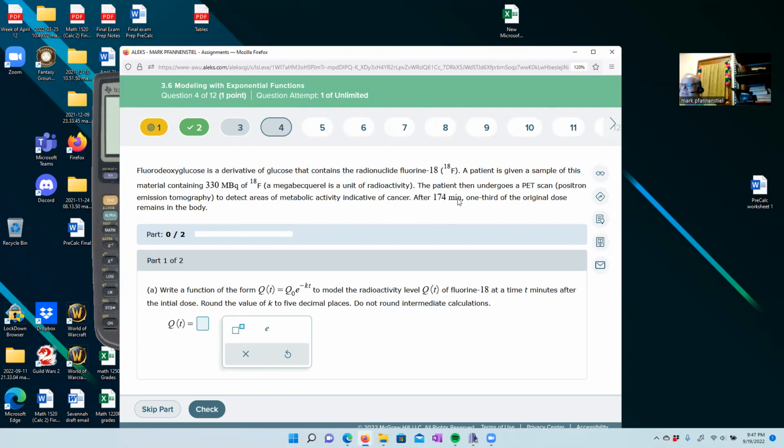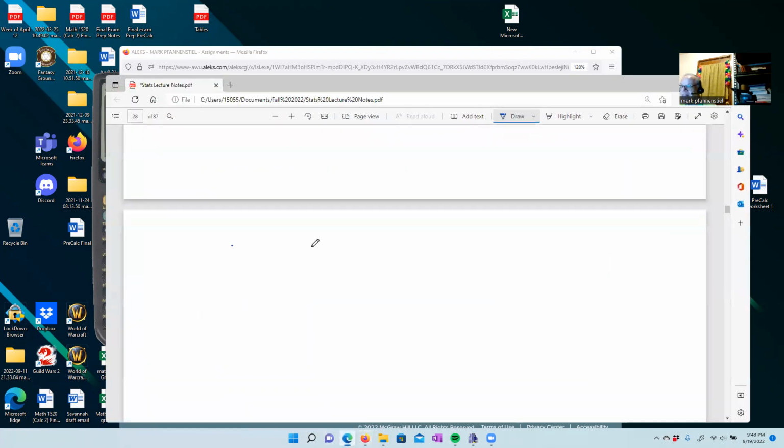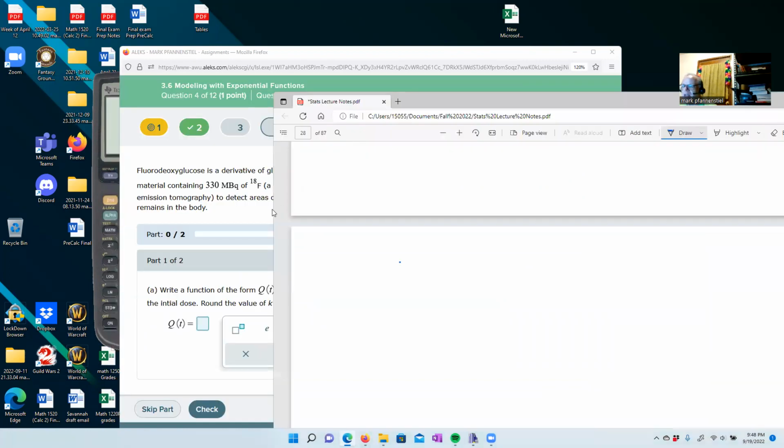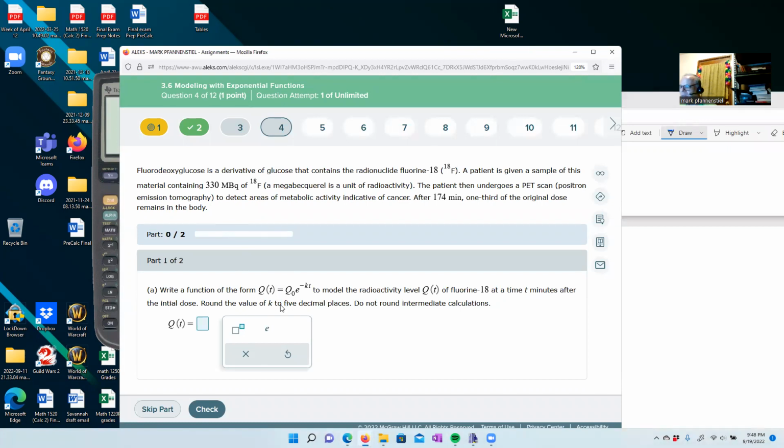After 174 minutes, 1/3 of the original dose remains in the body. So our t in this case is going to be in minutes, because they're talking about after 174 minutes. That's the only thing that's a little bit different between this problem and the previous ones we've done. But what are they asking us to do? Write a function for how much fluorine 18 is in the body at time t minutes after the initial dose. Round the value of k to 5 decimal places.